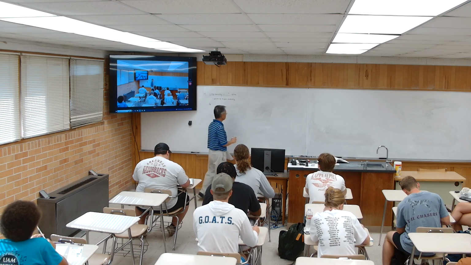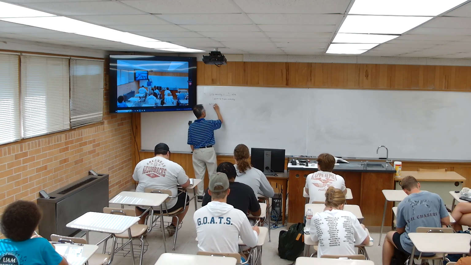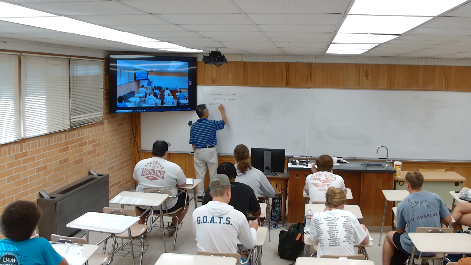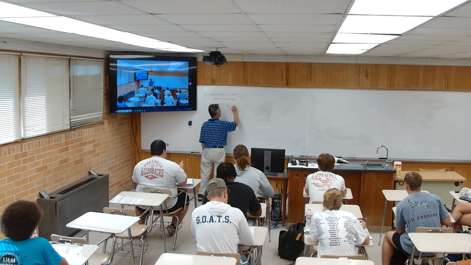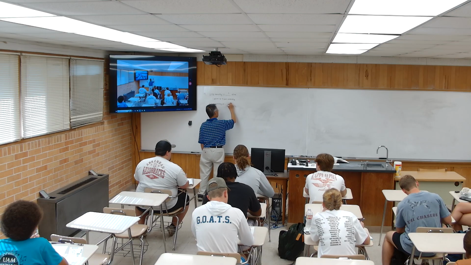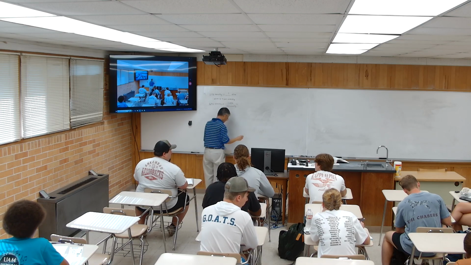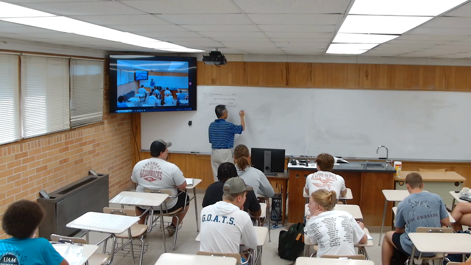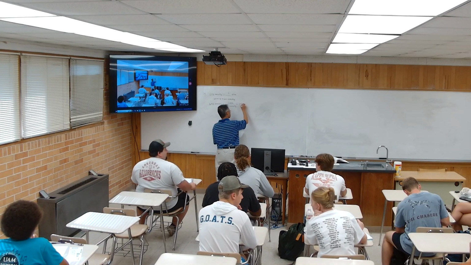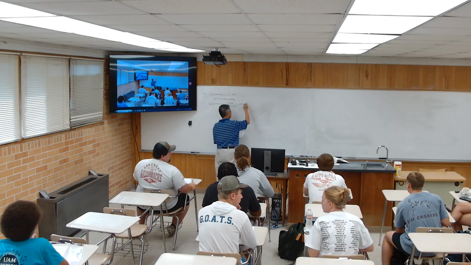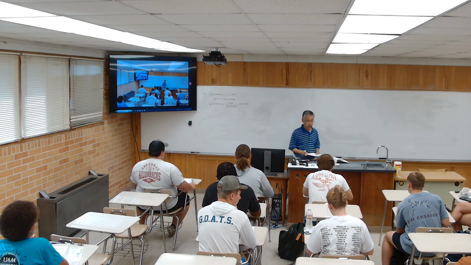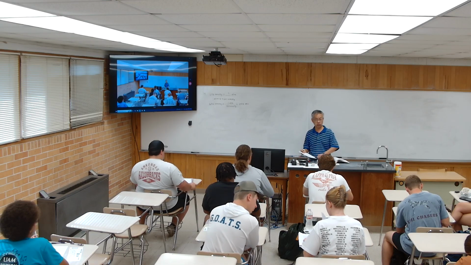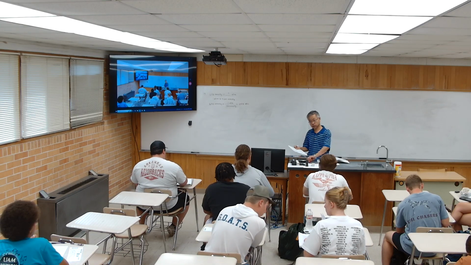So 634 millimeter mercury divided by 760 millimeter mercury for 1 atm. Your answer will be 0.834. Right? Are you okay for this?